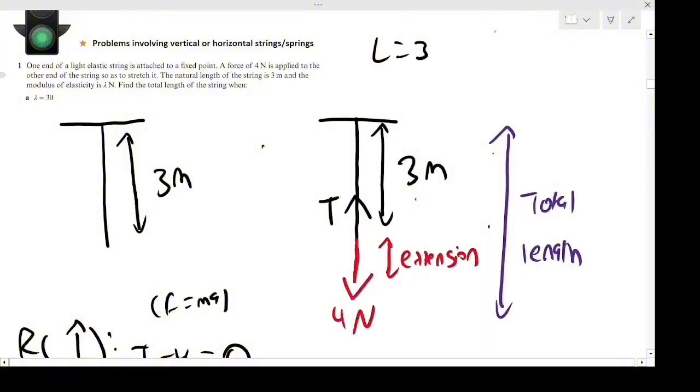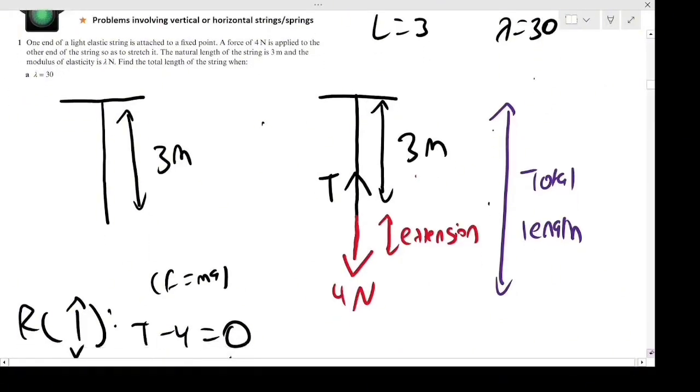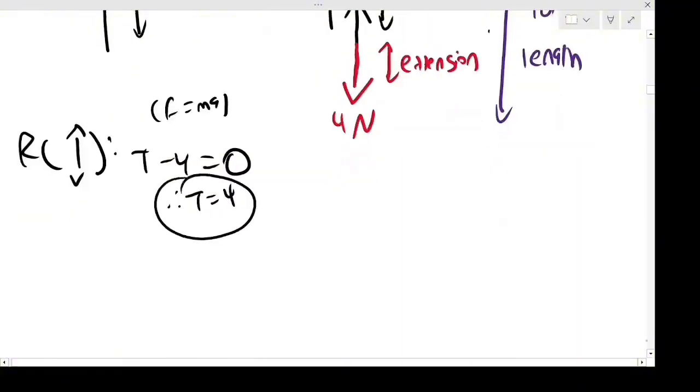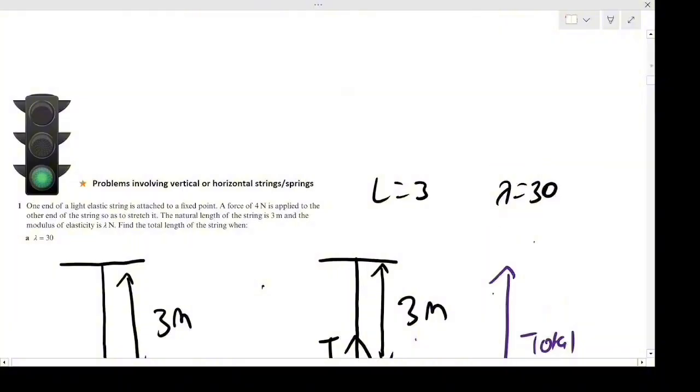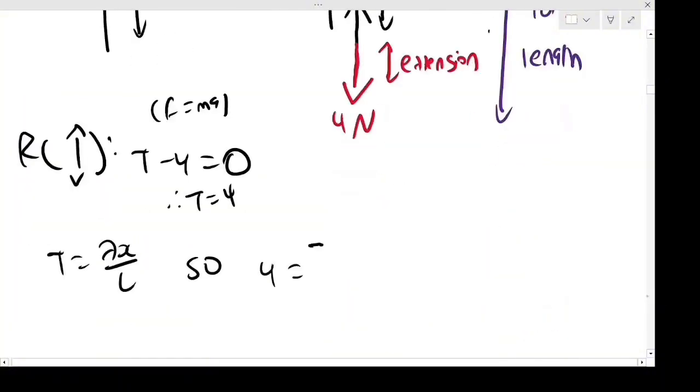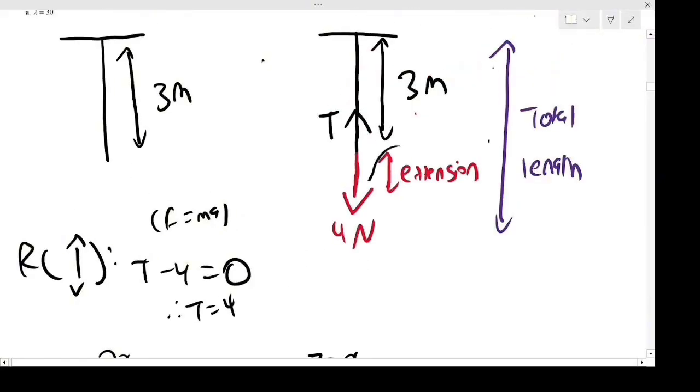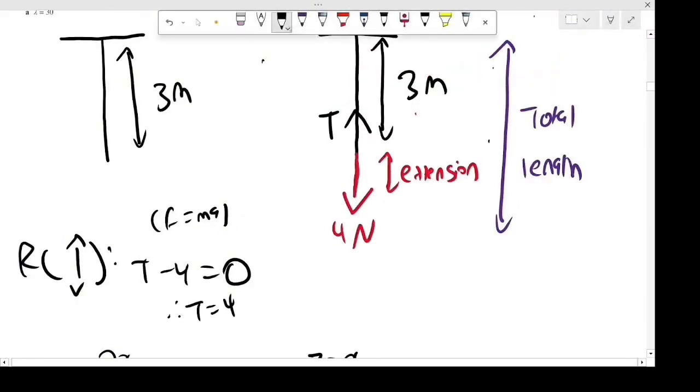Right, the modulus of elasticity, lambda, is 30. Okay. So I'm going to go back to this. So T is 4. Now we're going to use Hooke's law. So T is lambda x over L. This is Hooke's law. So T is 4, by lambda, my modulus of elasticity, is 30, times x. So x, remember, is my extension. So actually, this length in red is x. That's the extended part of the string, so I'm going to call that x.